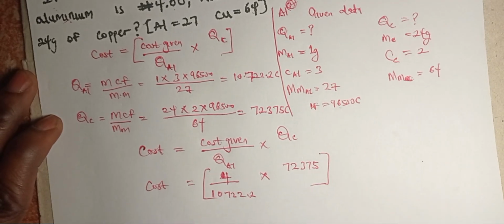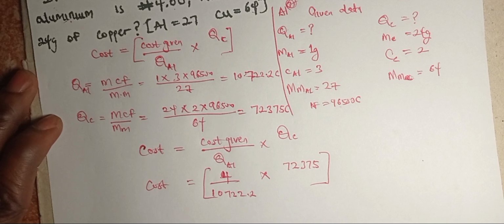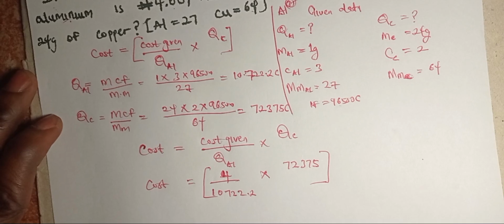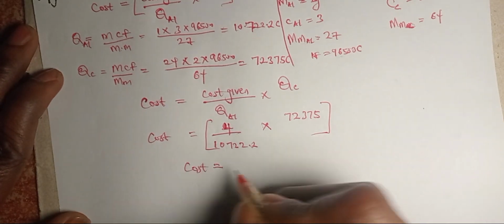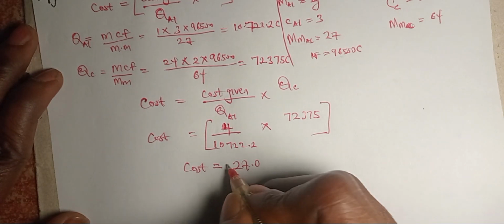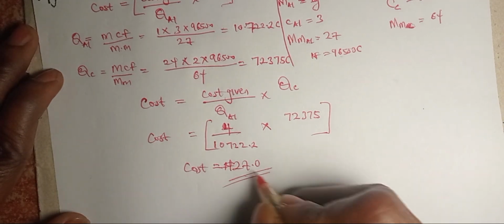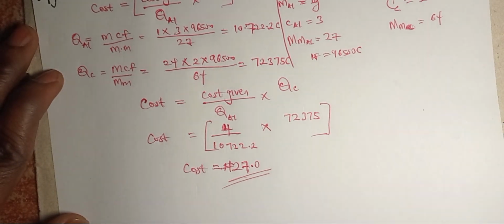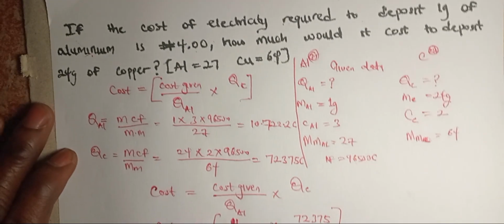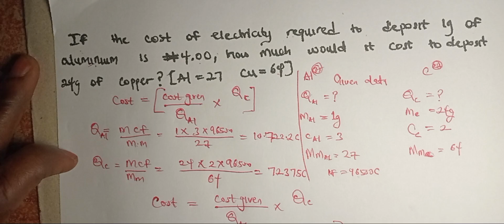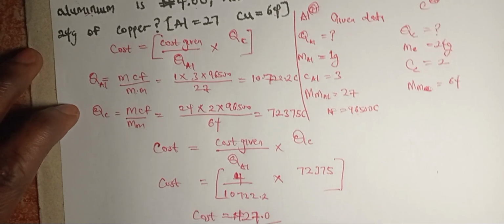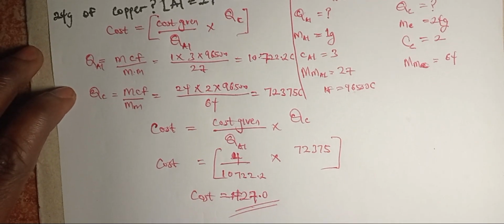So we multiply everything. We are going to have 4 divided by 10,722.2 multiplied by 72,375. So the cost is going to be 27.0 naira. This is how you are going to tackle this kind of question anytime you come across it under electrolysis. So we come to the end of today's class.